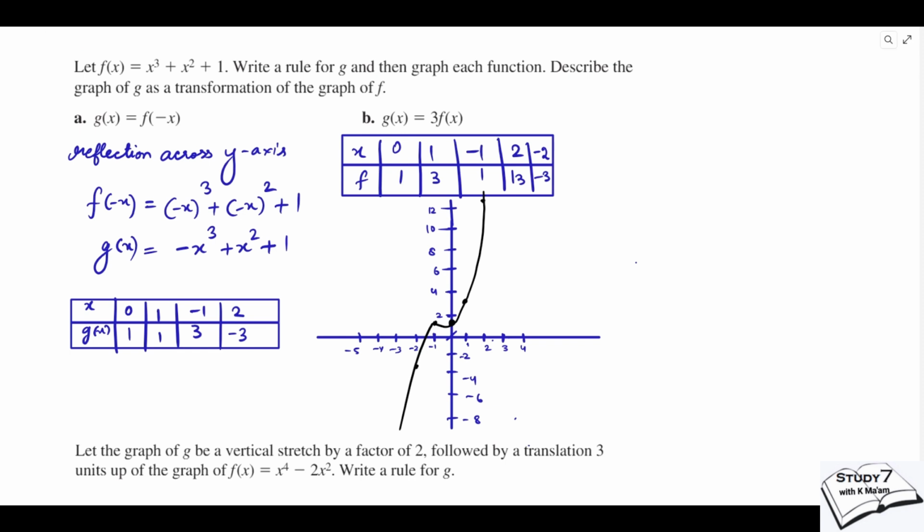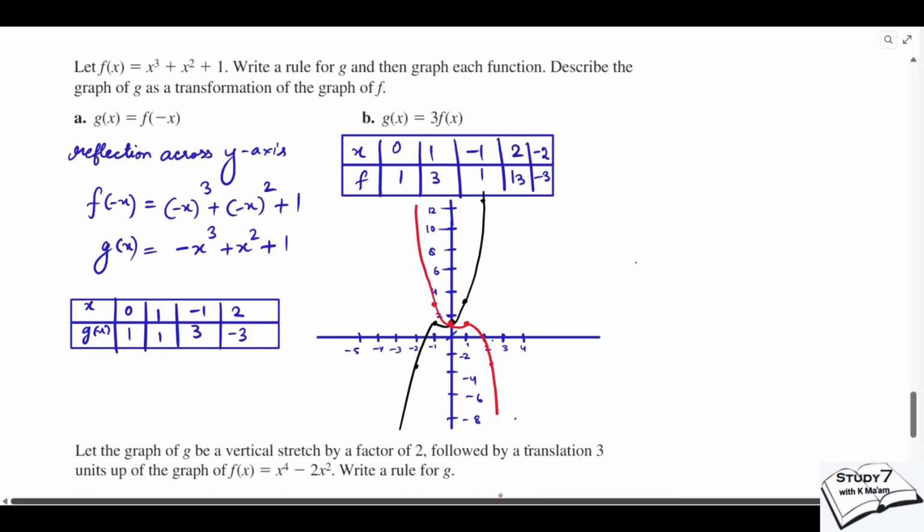Now you can check the other one. At 0 it is 1. At 1 it is 1. At negative 1 it is 3. At 2 it's negative 3. So you will see it's the same graph, only it is a reflection in the y-axis. Okay. You see the next one.